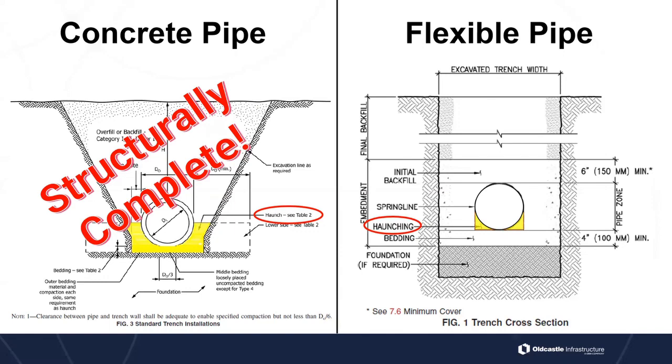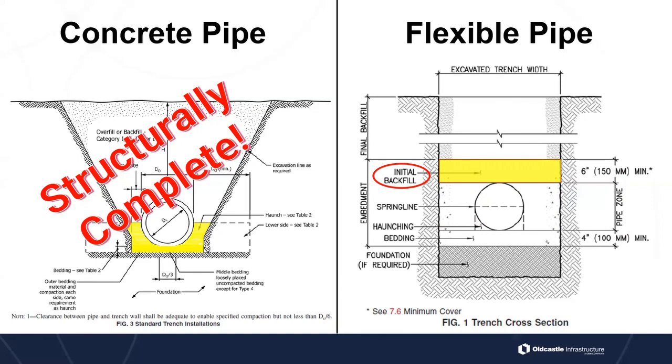Now, with flexible pipe, you notice that we've got the haunching, but we also need to build the pipe zone, right? That is that area, those columns on the side of that pipe that we need to compact strongly to make sure that that pipe does not move or deflect when we put load on top of it, right? We also have an initial backfill on top of it that, according to the spec, is a minimum of 6 inches, but most times, depending on what the engineer says, it may have to be a little bit more, but it cannot be less than 6 inches.